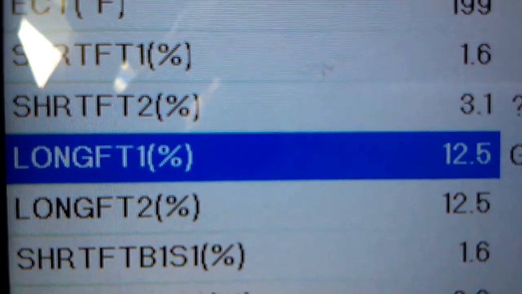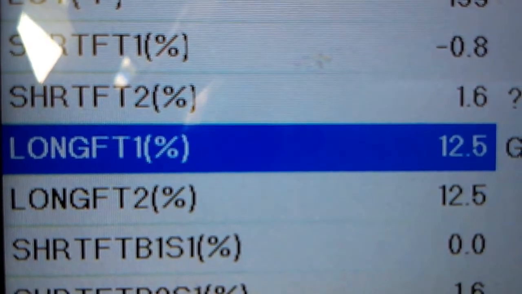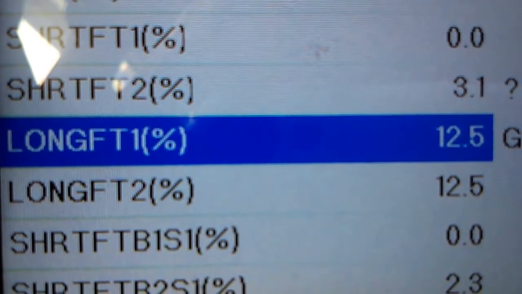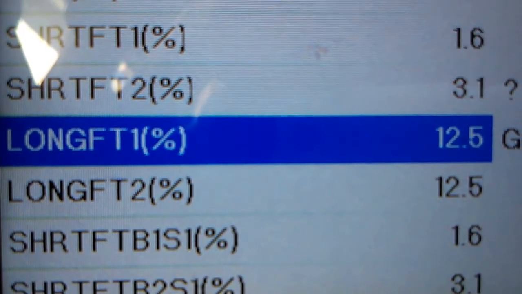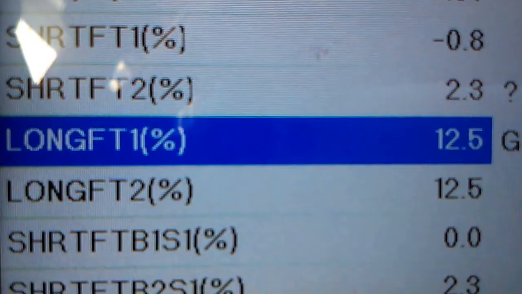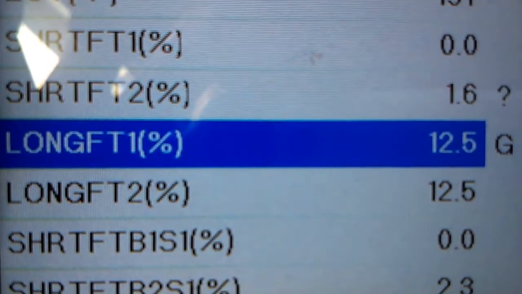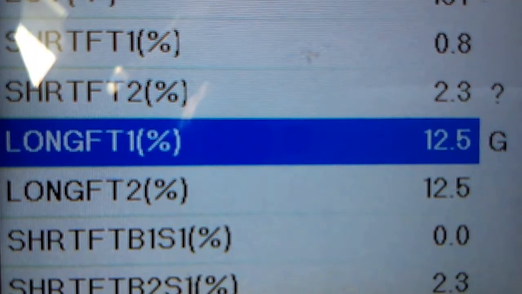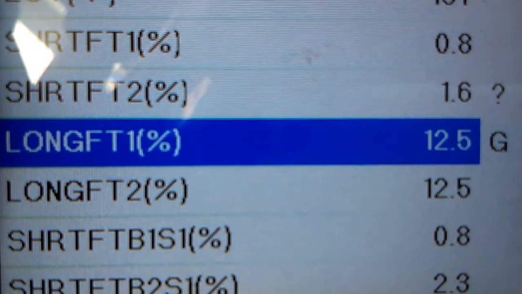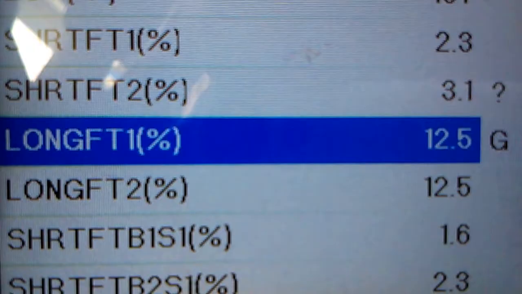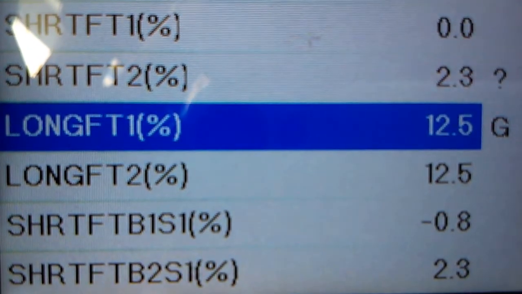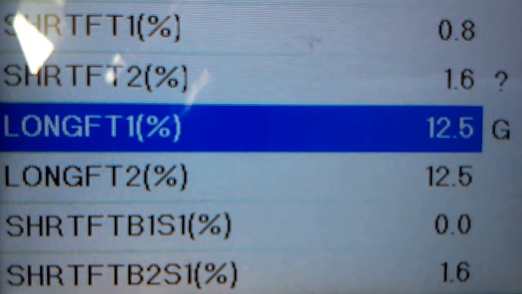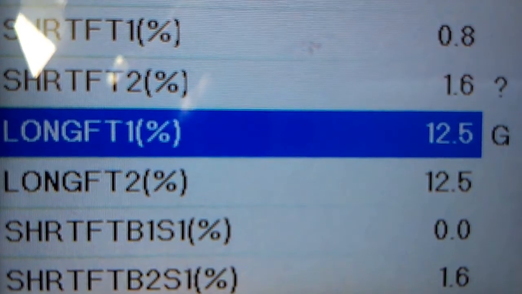Figured I'd take this perfect opportunity, having an issue with the car. Believe it to be a vacuum leak, but I figured this would be a perfect learning opportunity. So, as you can notice, highlighted in the blue is the long-term fuel trims, and on top of that is one of the short-term, and then you've got the different banks, bank one and bank two, sensor one, sensor two, but those are on the next page.